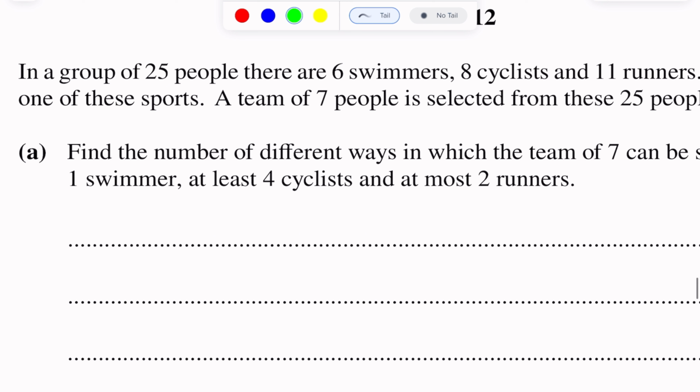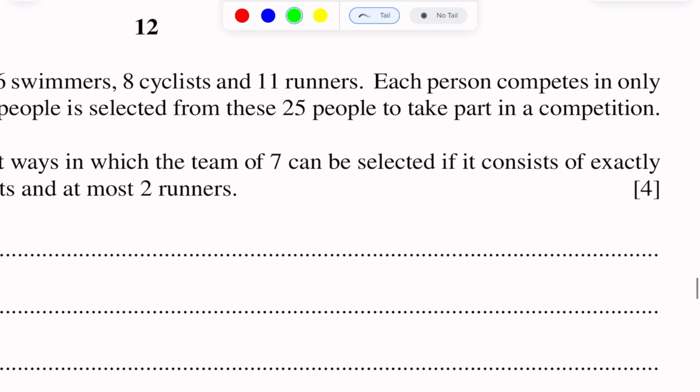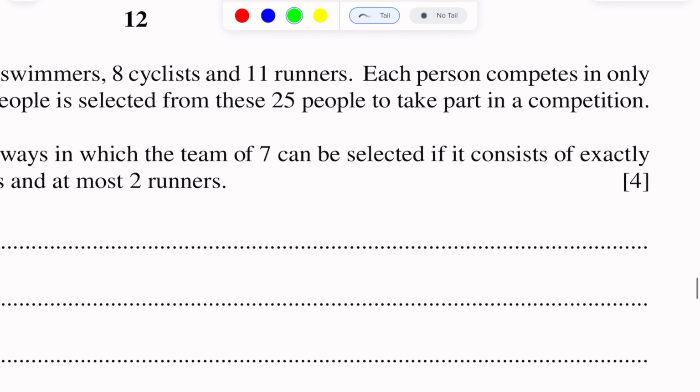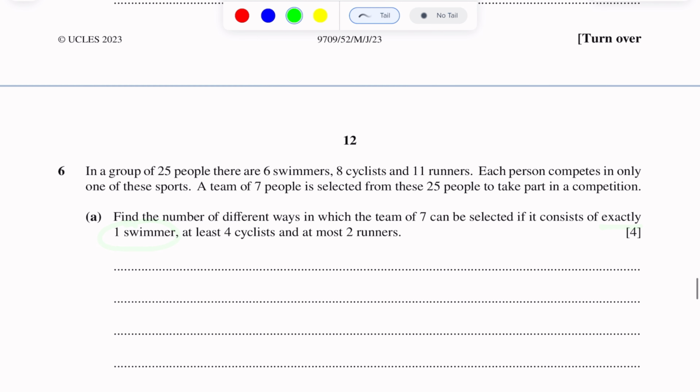6C1. At least 4 means greater than or equal to 4. But at most 2 runners means that x is less than or equal to 2. X can take value 2, 1 or 0. So exactly, at least, at most. These are 3 words.